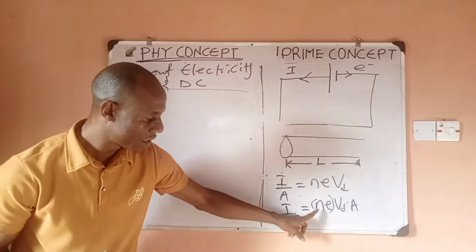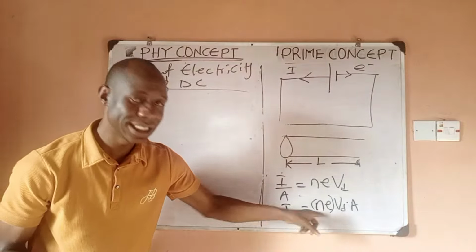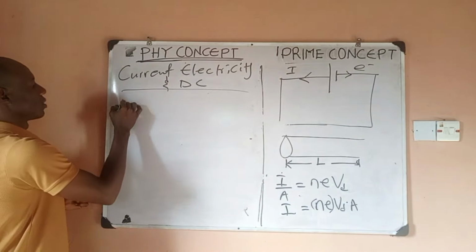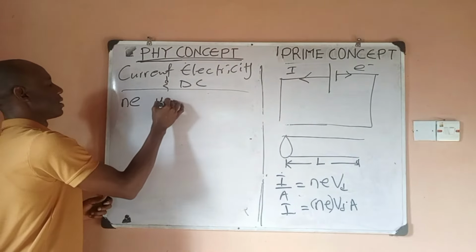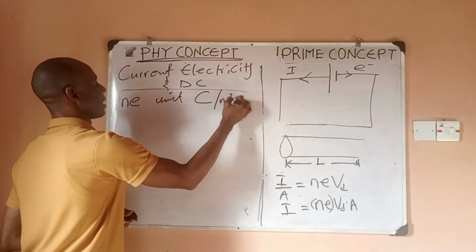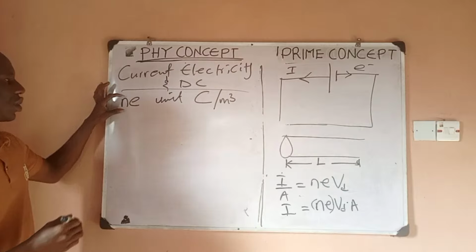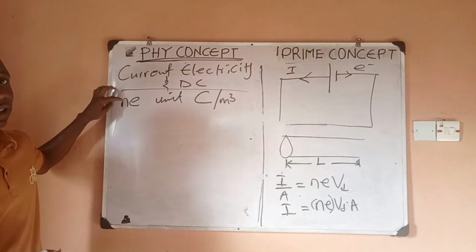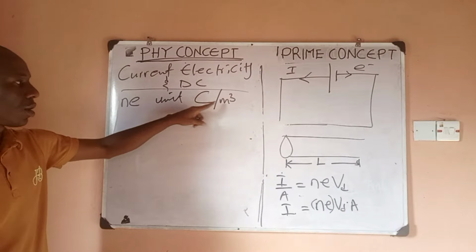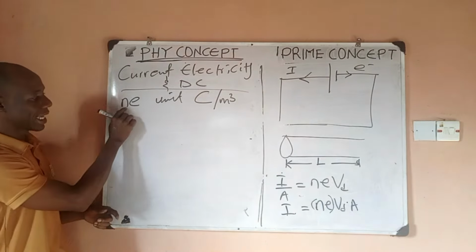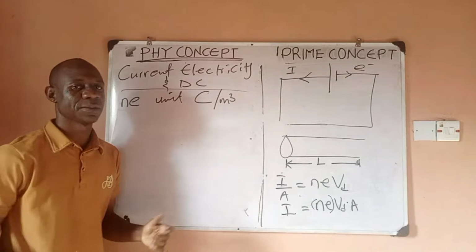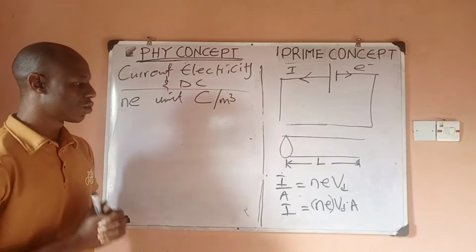Coulomb. So it means that the unit of this quantity NE is going to be coulomb per meter cube. So this is charge density. So the unit of this product is coulomb per meter cube. So it simply means that the unit of only N is what? Per meter cube, charge per meter cube. So you should take note of that.